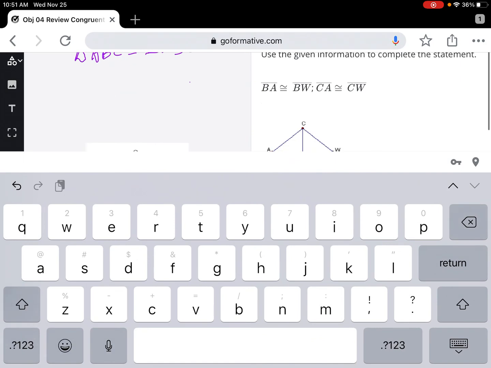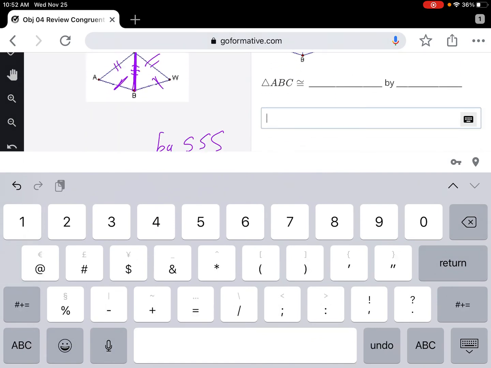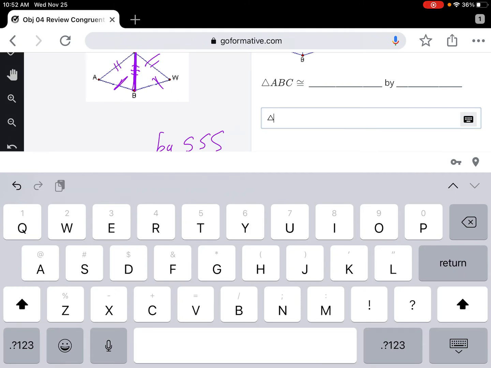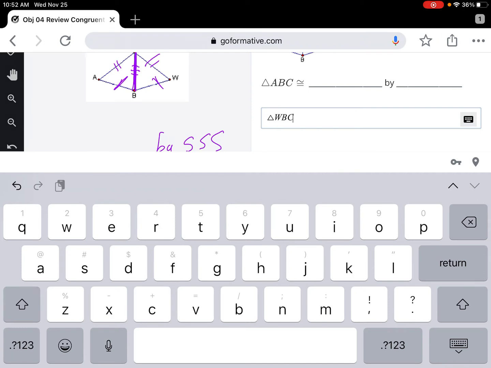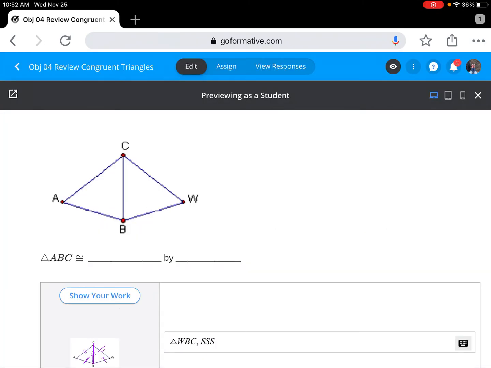And so when I write it in here, I'm going to write triangle. I write the word triangle. If I don't have that, it's wrong. And then it was WBC. Make sure you use capital letters. I can do a comma, and I know that's by side, side, side. And you can write side, side, side, congruent, or whatever.